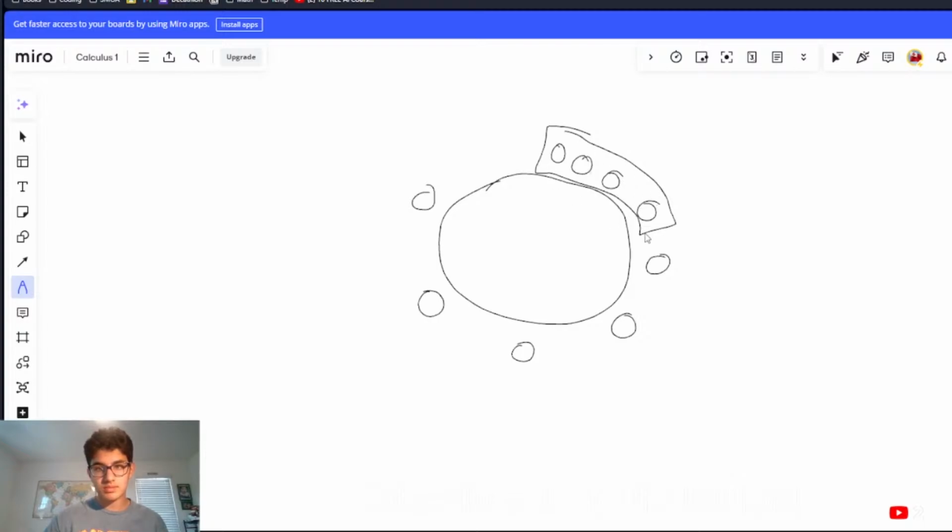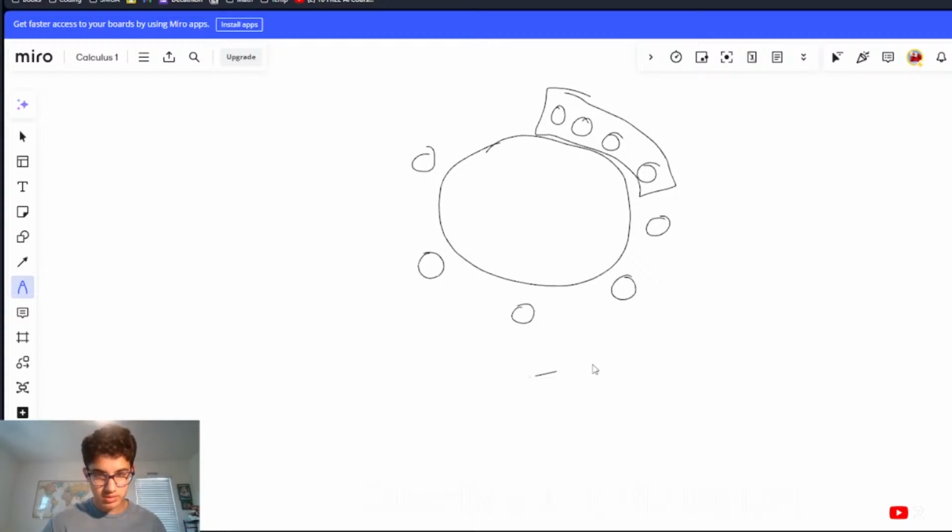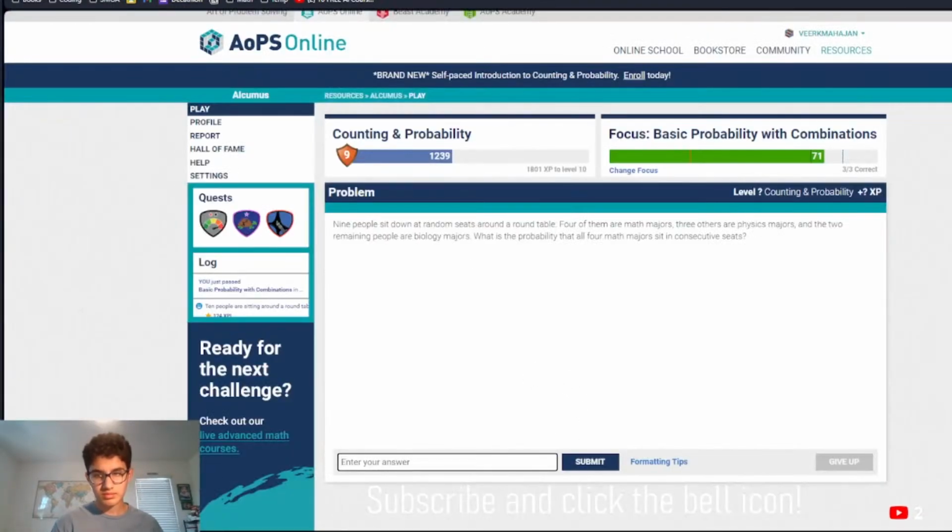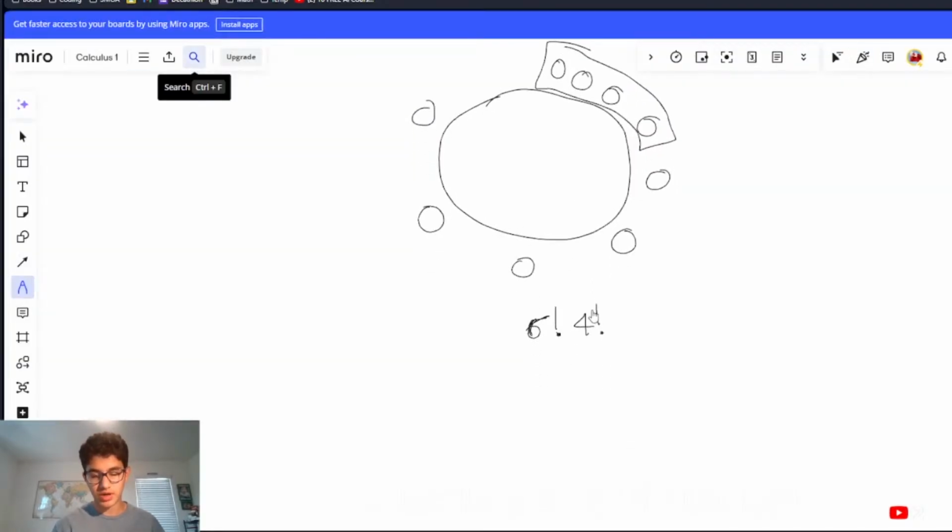You can think about it by making a group of the math people, right? So it'll be 1, 2, 3, 4, 5. 5 factorial times 4 factorial. Wait, I think I've done something wrong. This is only 8 people, right? 1, 2, 3, 4, 5. Sorry, no, then it should be 6 factorial times 4 factorial. That'll give you 9 people. So 6 factorial times 4 factorial.